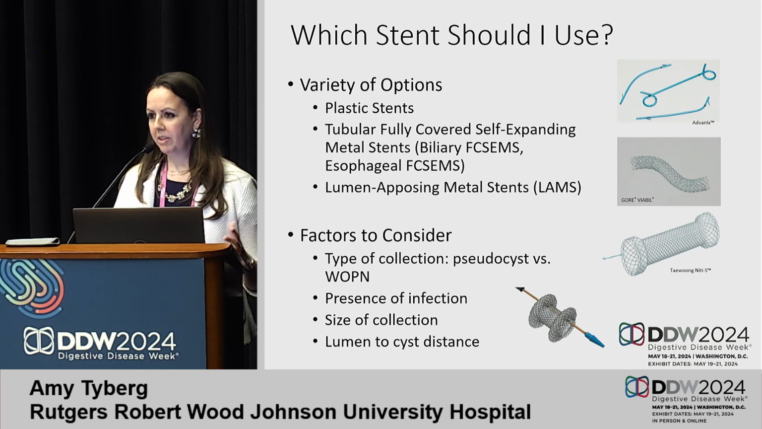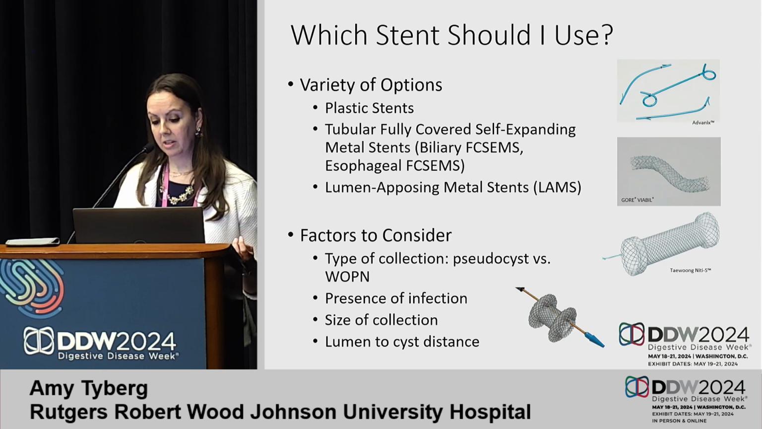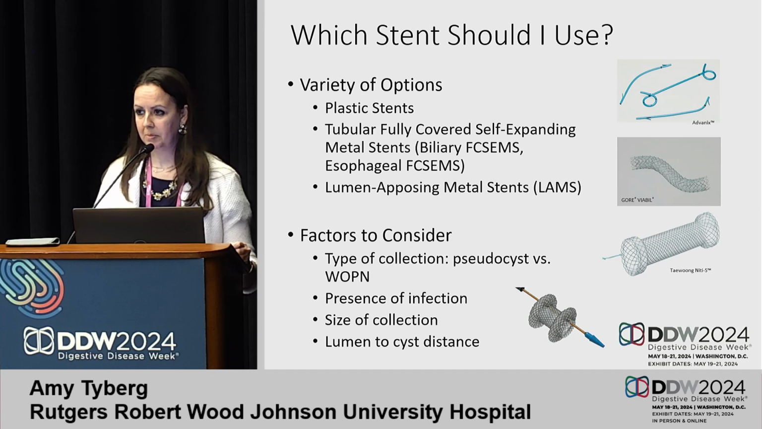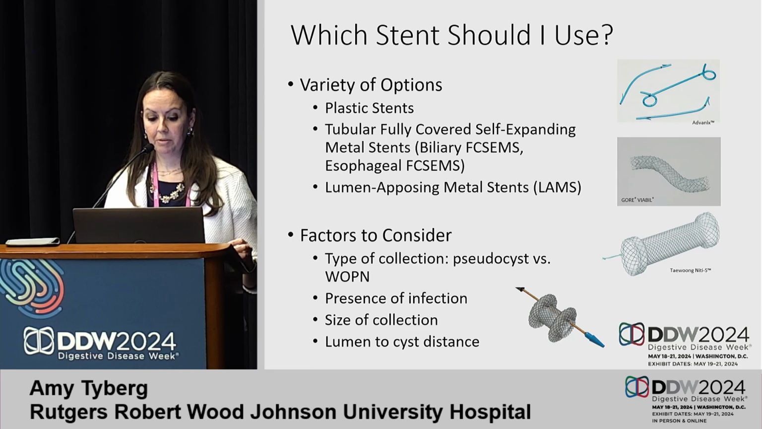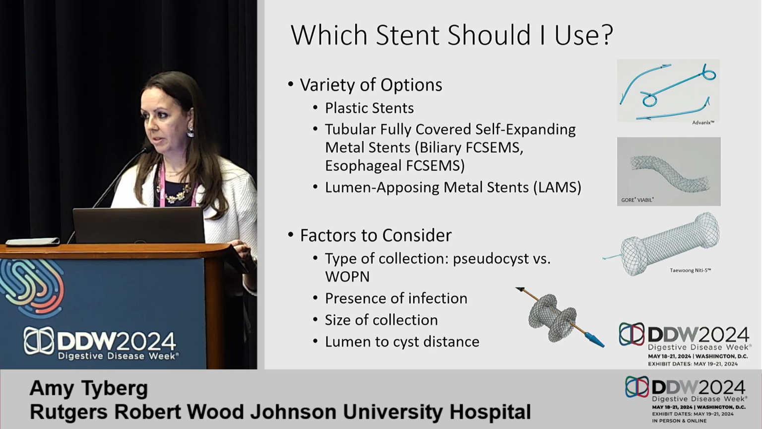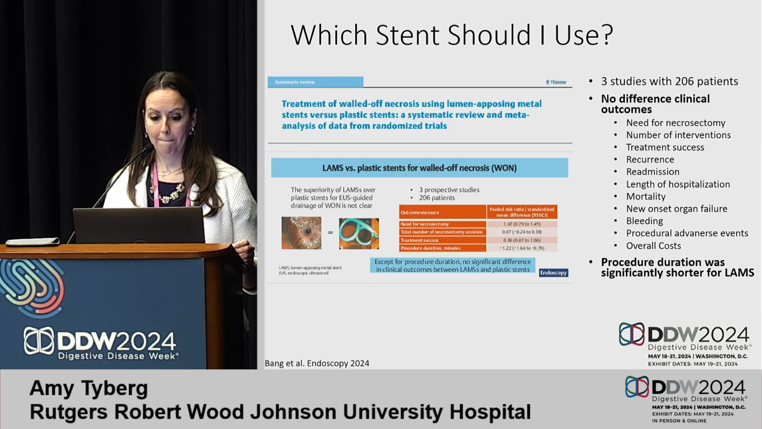If there's infection there, that's generally going to make the fluid thicker and harder to drain. So again, you might want to go for a bigger diameter stent. The size of the collection: these lumen-opposing metal stents require a significant amount of space in order to deploy. So if you have a small collection, you might want to choose a different type of stent. And of course, the distance between the GI lumen and the cyst: if it's more than 1 centimeter, you can't use a lumen-opposing metal stent. You may need to choose a fully covered self-expanding metal stent, for instance.